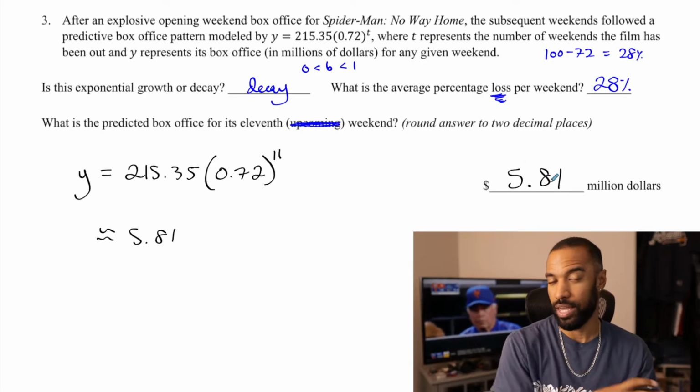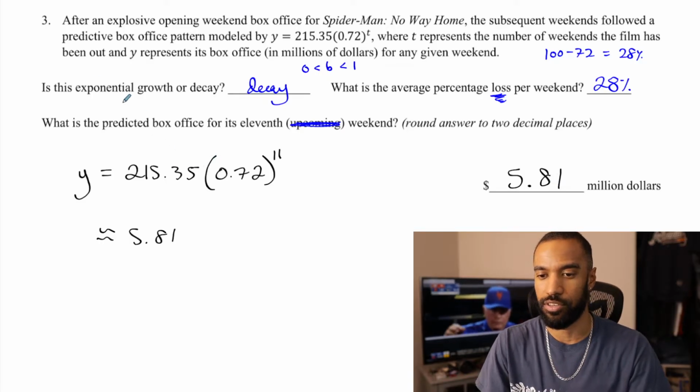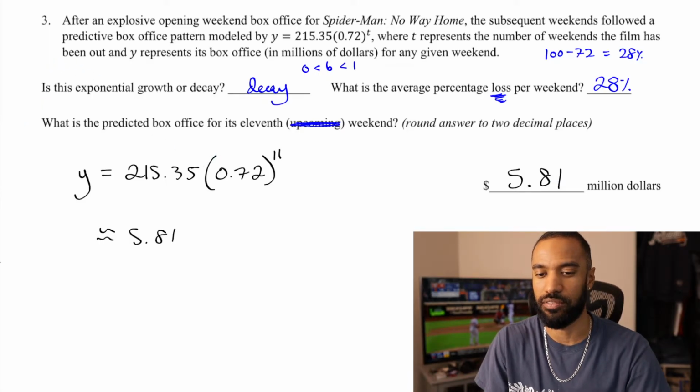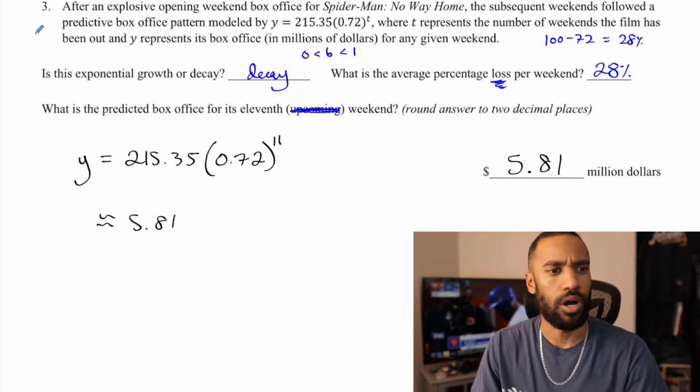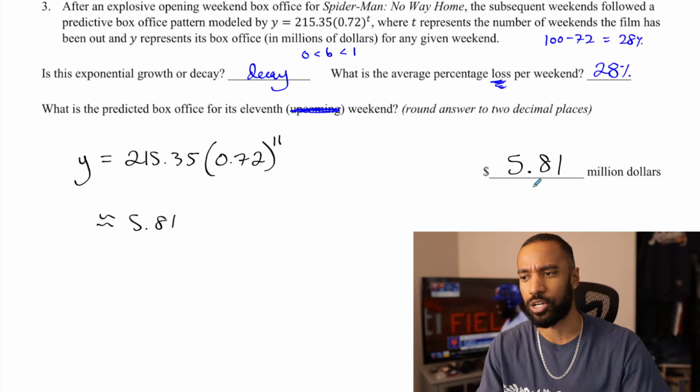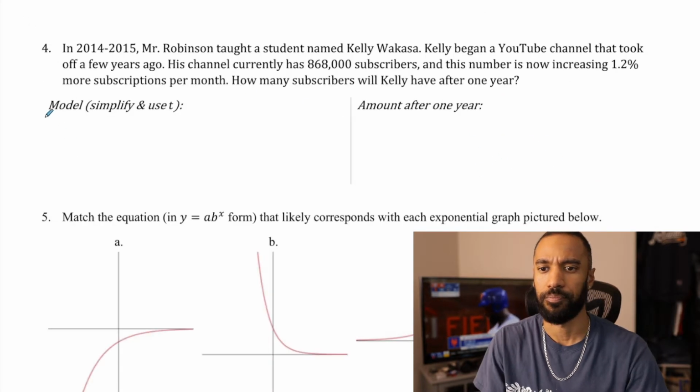It's making less per weekend, right? It's 28% less, but 72% of the previous, and it keeps going like that. Anyway, I can't remember what the actual value was in reality, but that's the number.